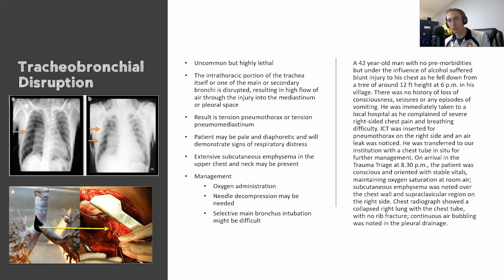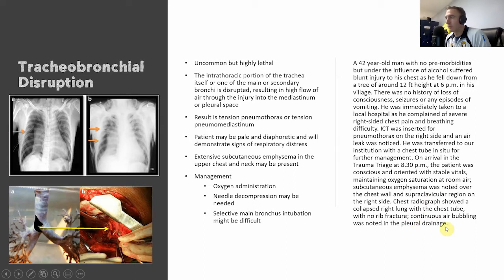Now, if you want to read the paragraph on the right, it was an interesting case study where a patient had a fall and was taken to a tertiary facility, not a trauma center, and they placed a chest tube, then took him to the trauma center, and they didn't initially appreciate that the patient had a tracheobronchial disruption, but a key finding here was that they had a lot of subcutaneous emphysema, and there was continuous air bubbling noted in the pleural drainage.